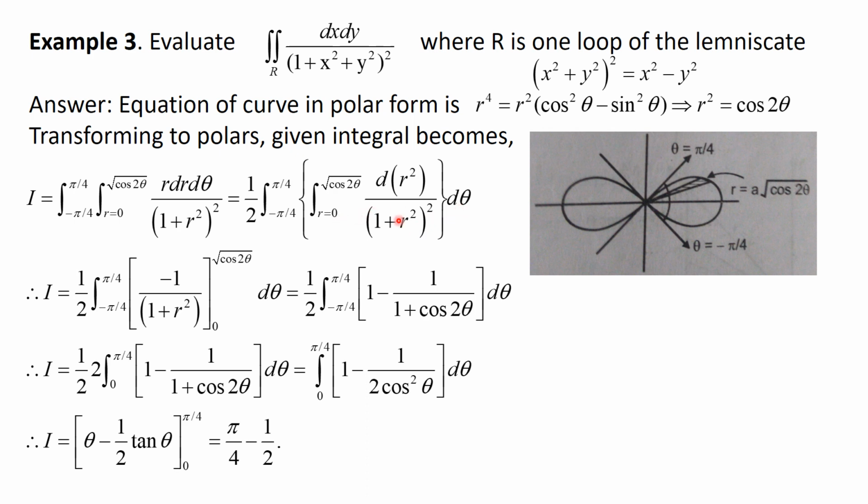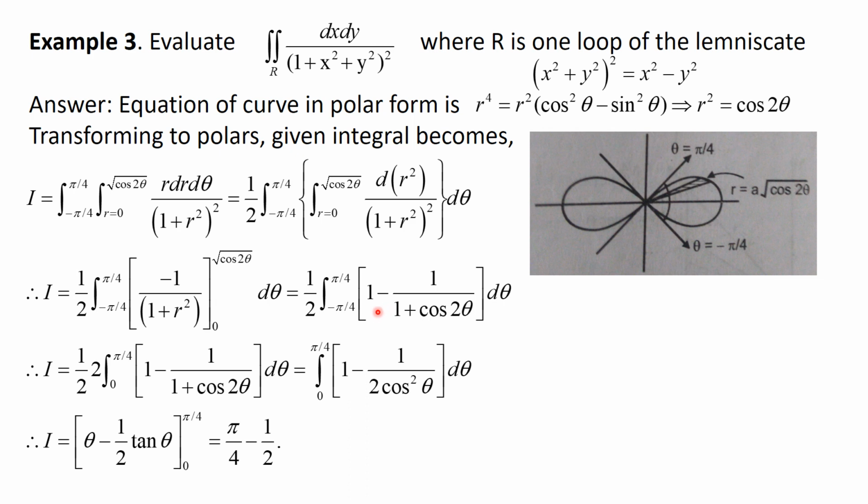Integrating with respect to r, the denominator is an r² term and the numerator is r dr, so we adjust the numerator and denominator. The derivative of r² is 2r dr, so we divide and multiply by 2, and r dr can be treated as the derivative of r² divided by 2. The integral of the function comes out as −1/(1 + r²) from the limits 0 to root of cos 2θ. Substitute the limits.